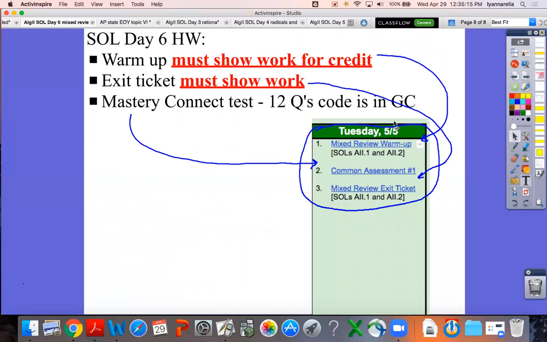So this is the day we're on, even though today is April 29th for me. It is the Tuesday assignment. You have a warm-up, an exit ticket, and a common assessment. Look in Google Classroom for your Mastery Connect code. That will stay open till Sunday night, and then I will put your points in. All right, that's all I have.